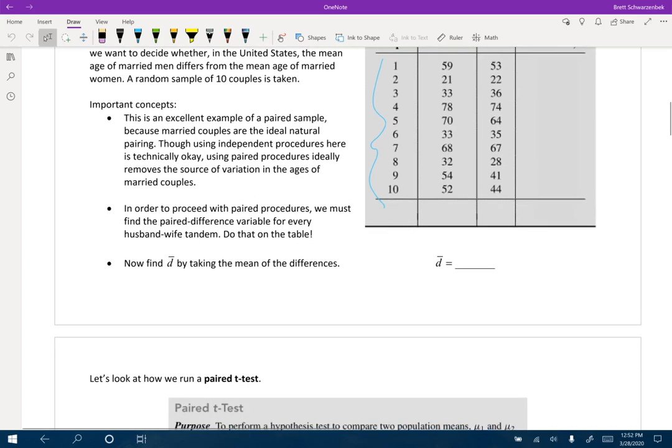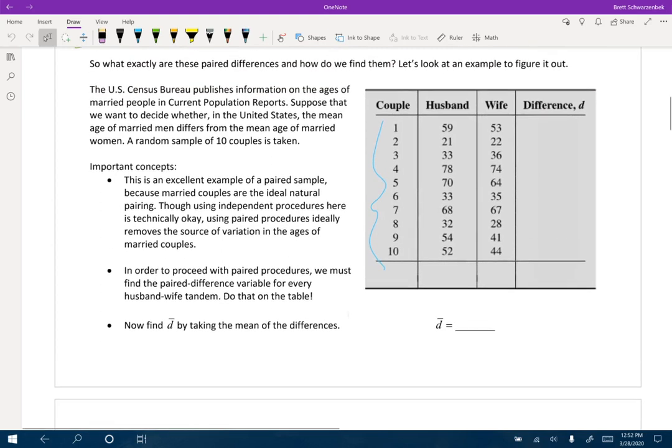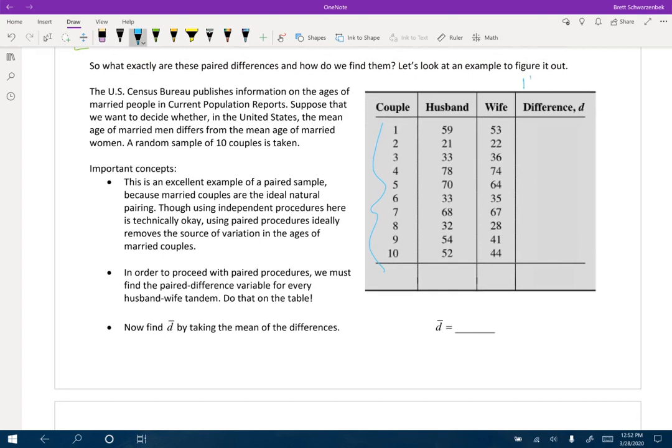It says, in order to proceed with paired procedures, we must find the paired difference variable for every husband-wife tandem. Do so in the table. So how do we do that? Well, we're just going to do husband minus wife. So if we do so, we're going to get 6 for the first one, -1, -3, 4, 6, -2, 1, 4, 13, and 8. So each one of these are technically an example of D, a difference between them.